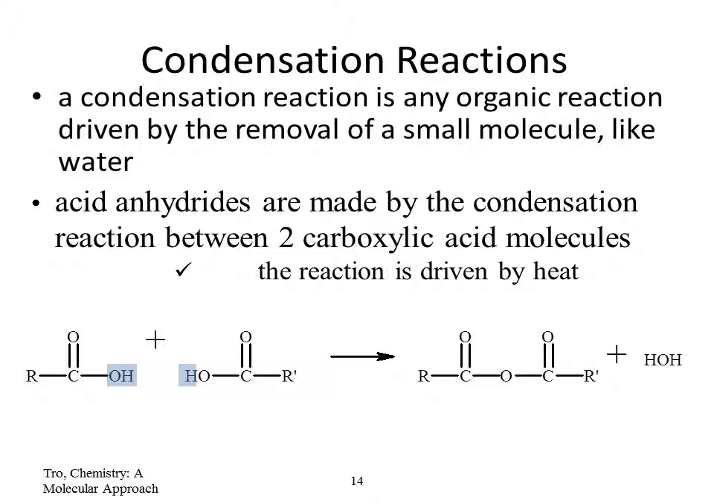Here you can see this OH and H combine and are released as water, and then you can see the COO is formed. Now here you can see 2 carboxylic acids are combined, so we call that acid anhydrides. A condensation reaction is any organic reaction driven by removal of a small molecule. So you can make not only esters; acid anhydrides are made by the condensation reaction between 2 carboxylic acids. But for this one you don't need acid, heat will help you.